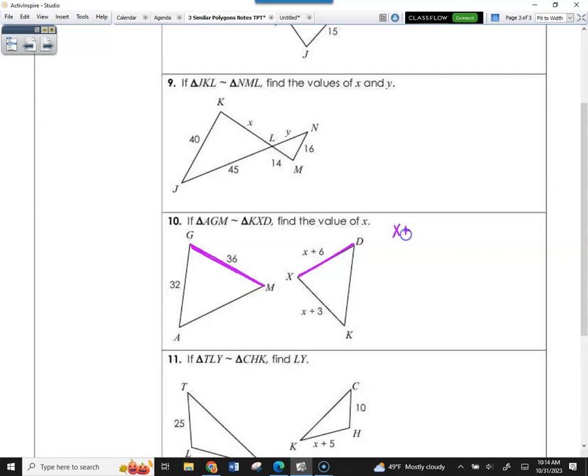So X plus 6 compares to 36 as what? Very good. Now we have our proportion. Now it's time to cross multiply and solve.